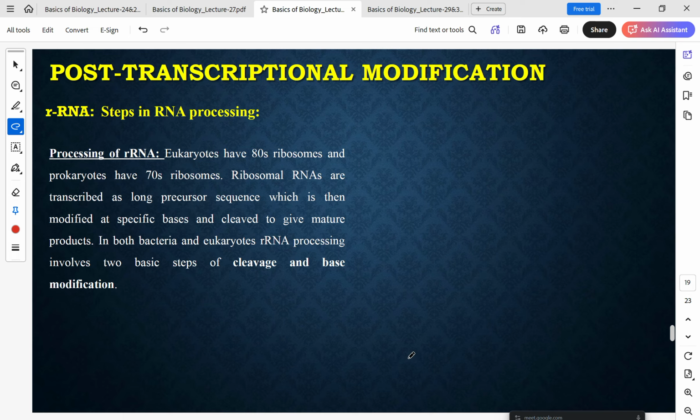So up until now, the methyl capping, the poly A addition, and the splicing occur in case of messenger RNA. That is not true for ribosomal RNA. Ribosomal RNA have different processing. In case of eukaryotes, the ribosomal RNA is 80S, whereas prokaryotes have a 70S ribosome. The ribosomal RNAs are transcribed as a long precursor sequence, which is then modified at specific bases and cleaved to give more mature products. So the two post-processing steps that happen to ribosomal RNA are cleavage and base modification.